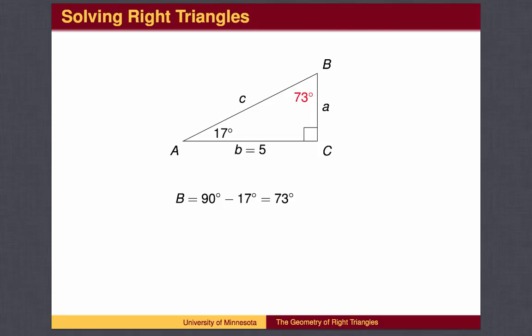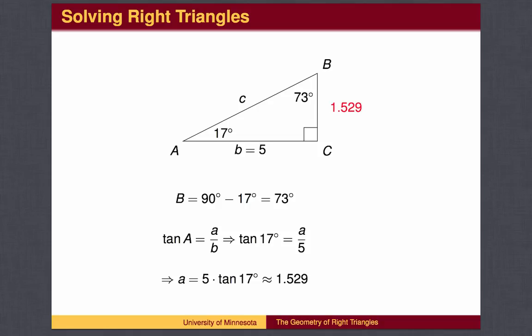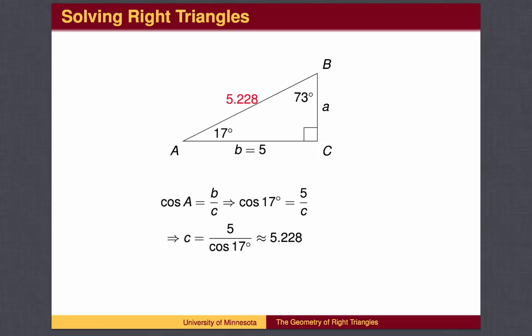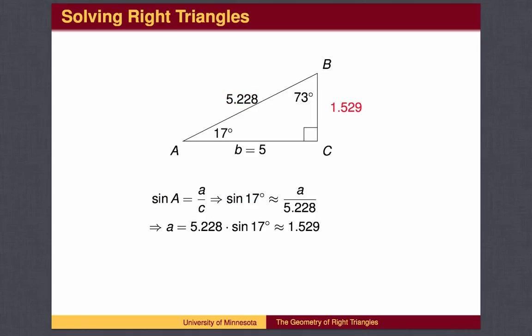We could use the tangent of A to find the length of the missing leg. The tangent of A is the opposite over the adjacent, which in this case is A over 5. We can then solve for A by multiplying the tangent of 17 degrees by 5. You will need a calculator to get an approximate answer. We could then use the Pythagorean theorem to find the length of the hypotenuse. Another approach is that we could have used the cosine of A to find the length of the hypotenuse, and then use the sine of A to find the missing leg.